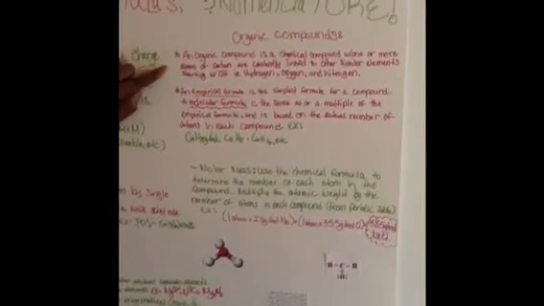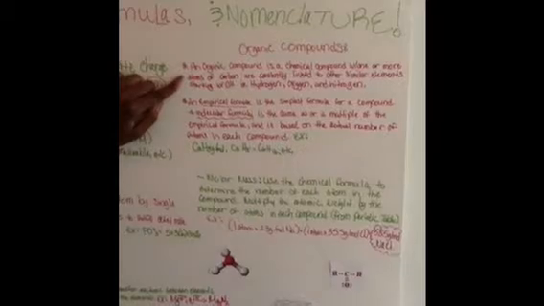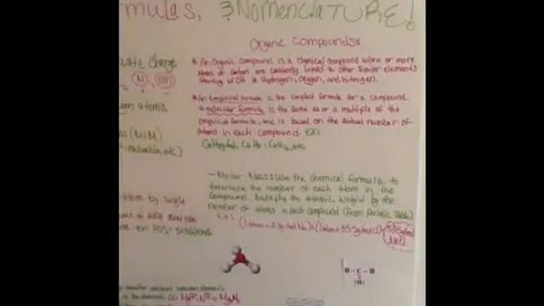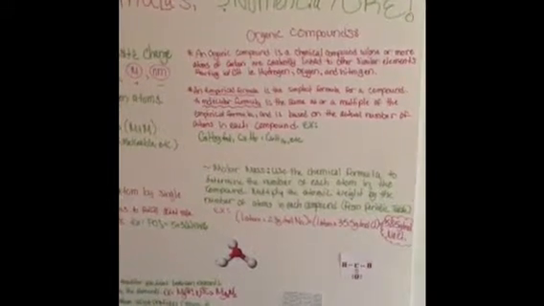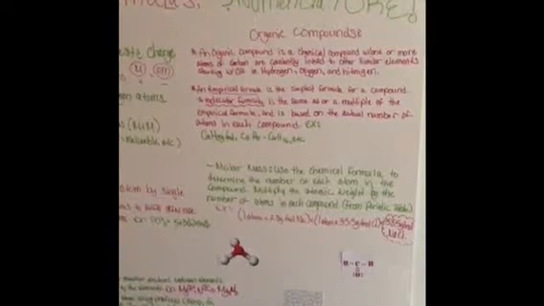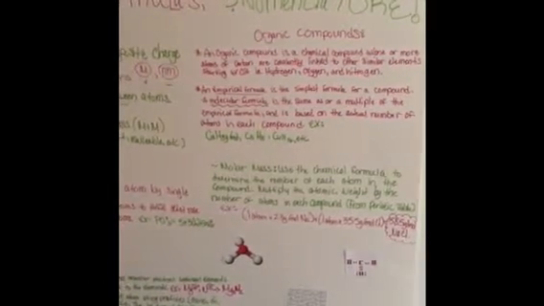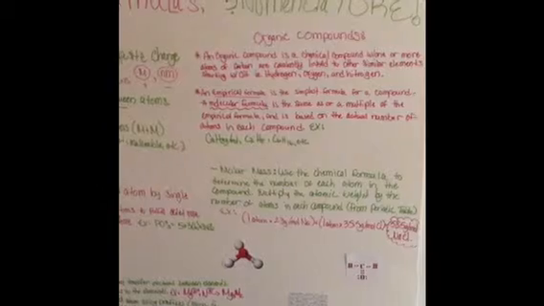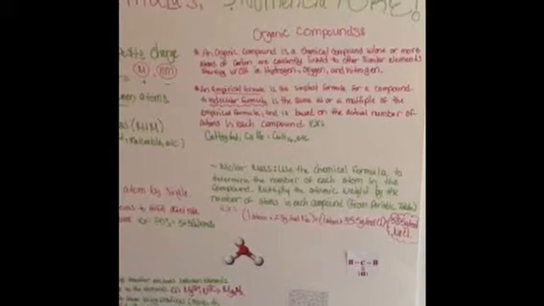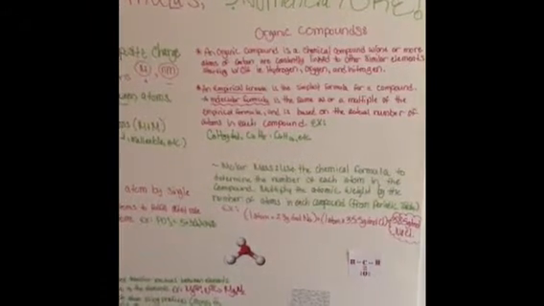Organic compounds. An organic compound is a chemical compound with one or more atoms of carbon or that are covalently linked to other similar elements, starting with carbon, hydrogen, and for example, like hydrogen, oxygen, and nitrogen.